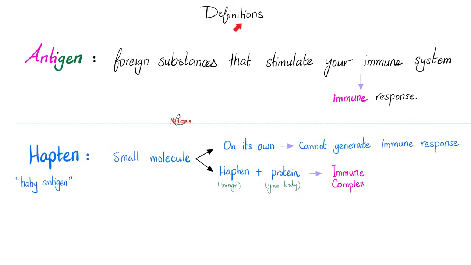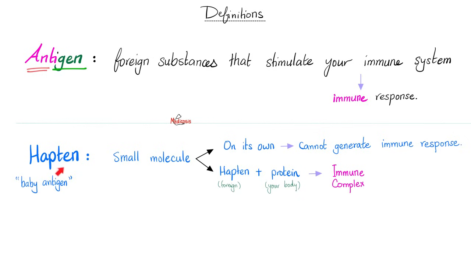for example. Some definitions. What's an antigen? It's a foreign substance that stimulates your immune system to produce an immune response. Why did you call it antigen? Because it generates antibody. Do you remember fibrinogen? Why did you call it fibrinogen? Because it generates fibrin. Same concept. See, medicine makes so much sense once you understand what you're talking about.